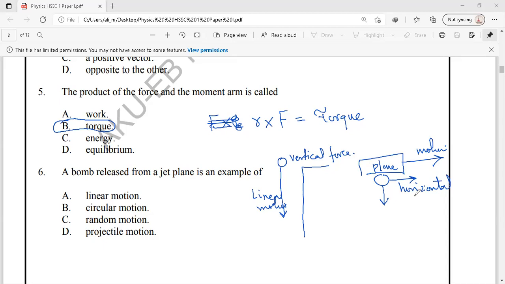This ball or this bomb will have a horizontal component of velocity as well as a free fall motion that makes this object move in a curved path, and this curved path will be known as projectile trajectory. So projectile motion will be possessed by that bomb that is falling from a moving jet plane. So the correct answer for this question will be option D.